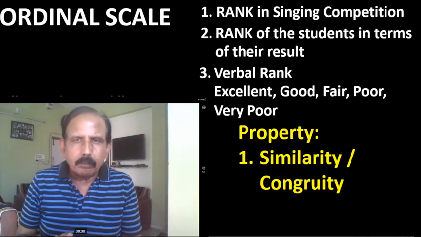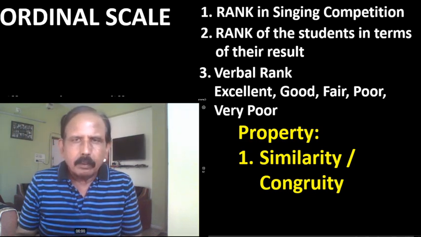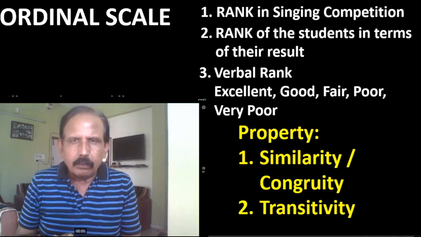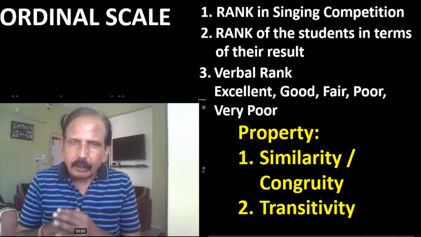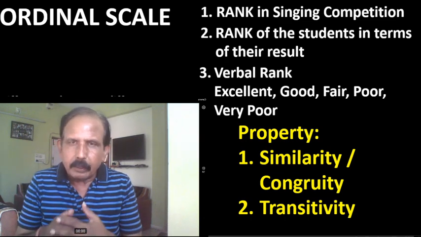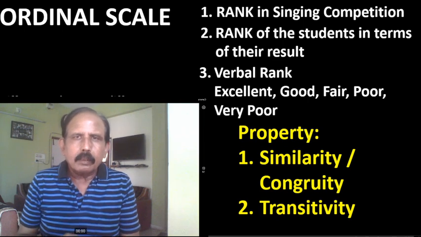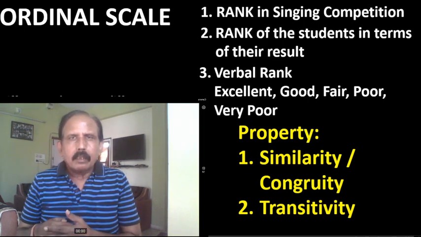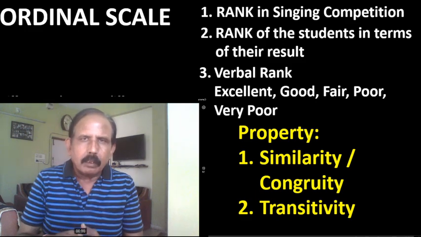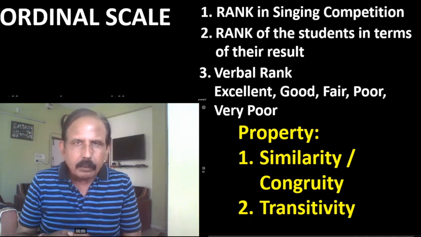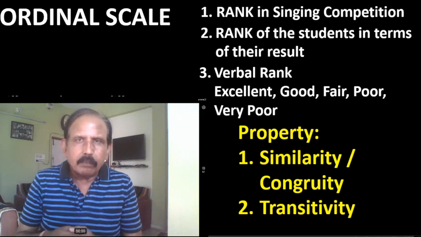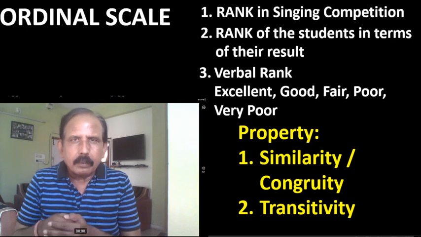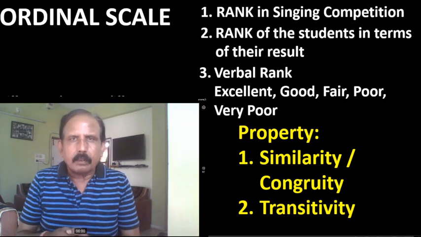Another very important property this scale has is the property of transitivity. Property of transitivity shows the relationship between three elements. What is it? It says that if the second and third elements out of three have the same kind of relationship as the first and second have, then the first and third will have the same kind of relationship.